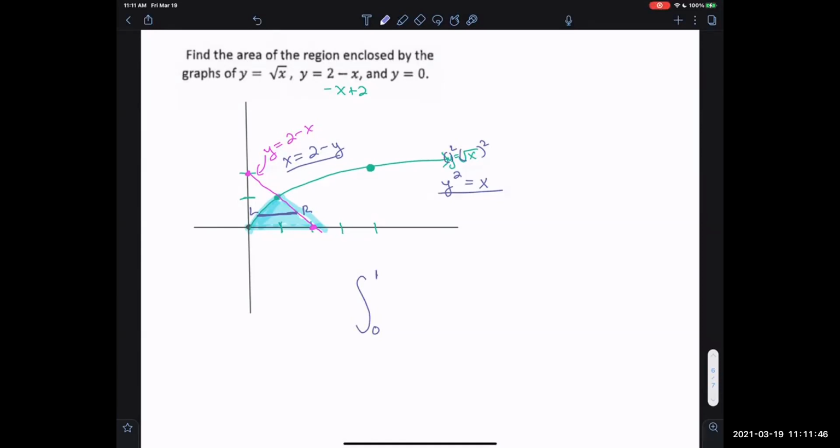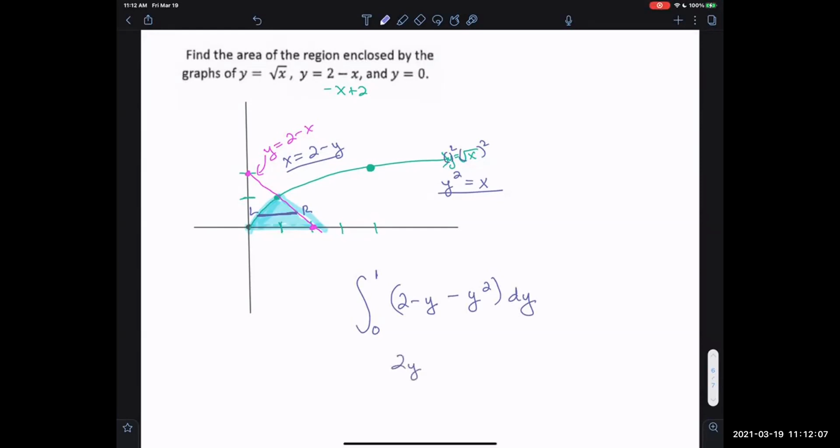Always on the right is the pink line, my 2 minus y graph. And always on the left side is my square root graph. So that's y squared. Okay.